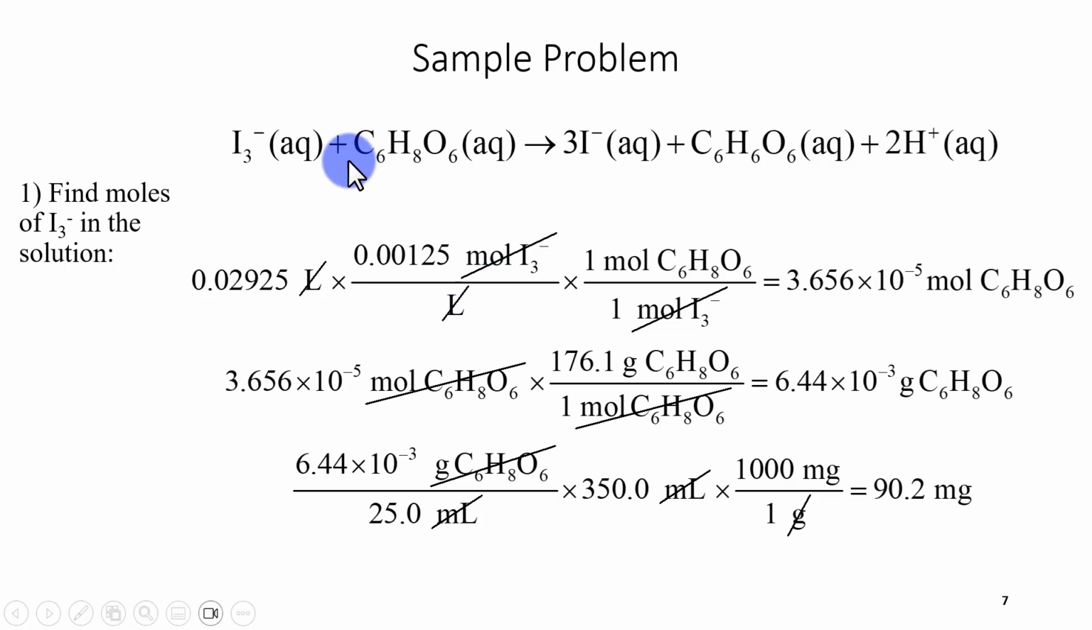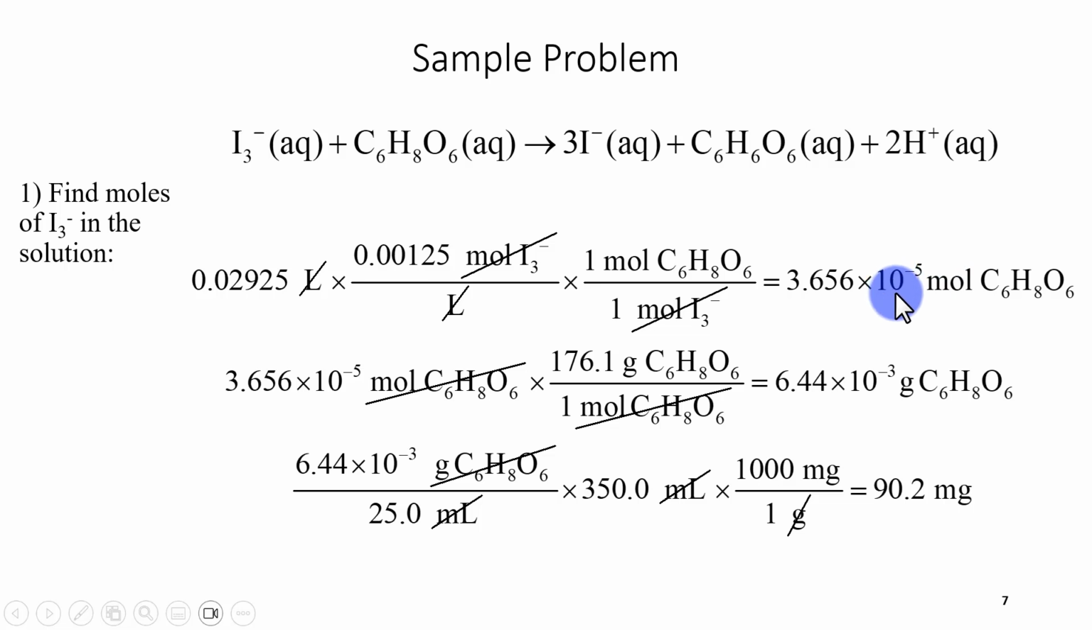And looking at the equation here, I have 1 mole of I3 minus for every 1 mole of vitamin C. This first step gives me the moles of I3 minus. This step here converts it to moles of vitamin C. So I have 1 mole of vitamin C for every 1 mole of I3 minus, which will cancel, leaving me with 3.656 times 10 to the -5th moles of vitamin C.